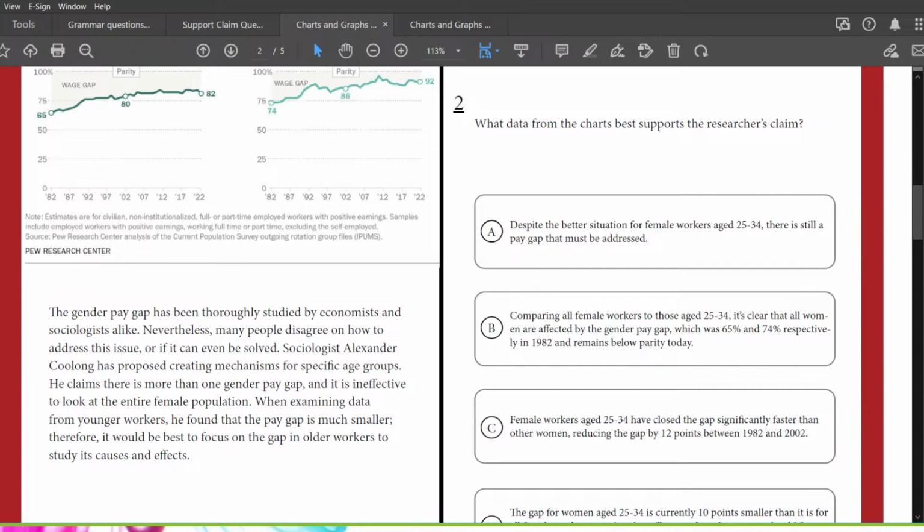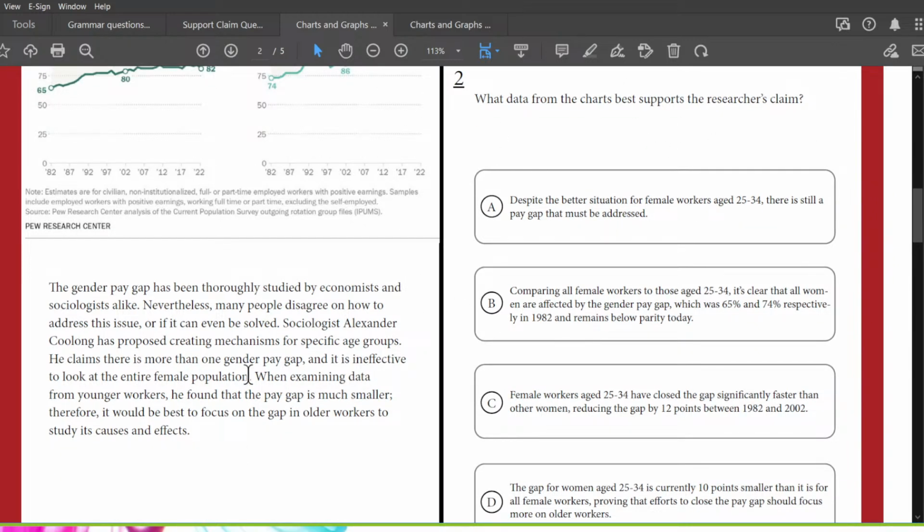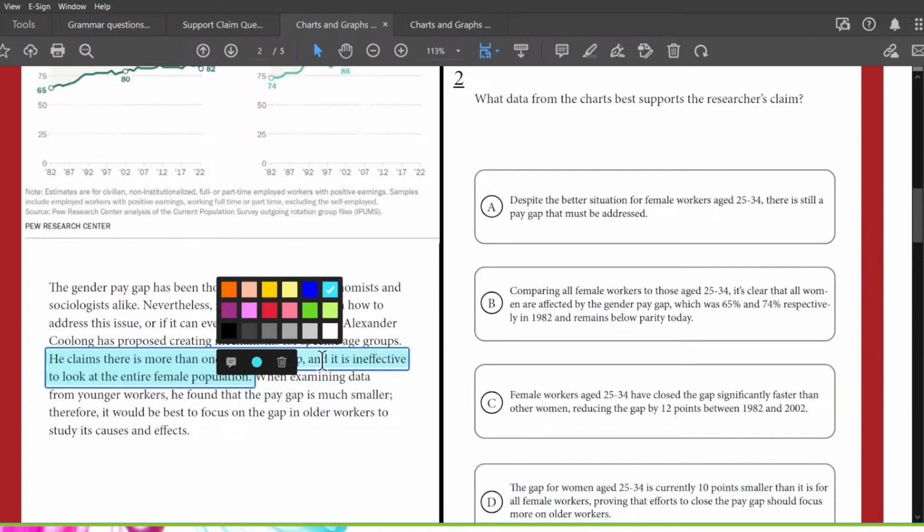Take a look at what you got. Looks like we got a lot of D in number 2, some C's as well. Let's see. All right. Again, researcher's claim. Okay, so let's look at the last. He claims. There it is. There's the magic word. He claims there's more than one gender pay gap, and it is ineffective to look at the entire female population.